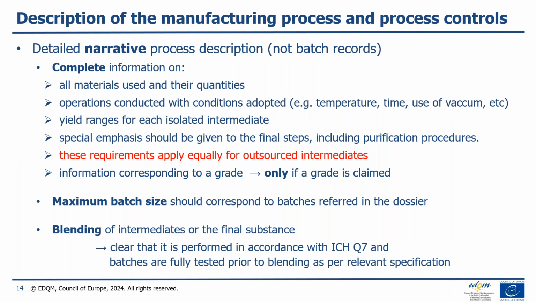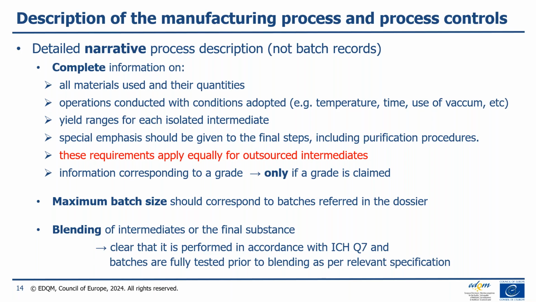So coming to the detailed narrative processing a bit more closer, we really do not want to see batch records. We want it to be a narrative process description, which should include complete information on all the materials used and their quantities. You can, for instance, use some kind of tables just to indicate this in the very beginning. Operations connected with conditions adopted, such as temperature, time, use of vacuum. Yield ranges for isolated intermediates, and with special emphasis to be given to final steps, because these are the most critical in general as regards purification procedures.